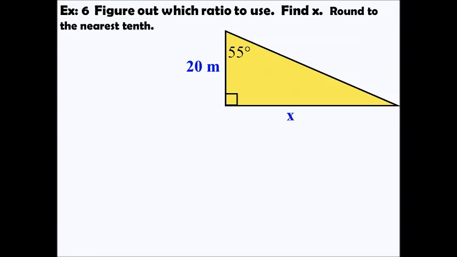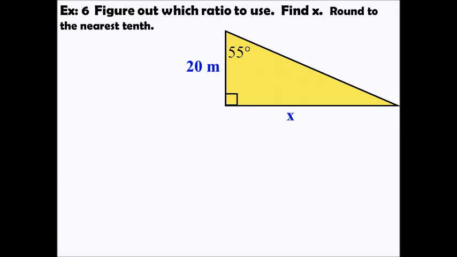Figure out which ratio to use. Find x and round to the nearest tenth. Here we have a right triangle. One of the measurements is 55 degrees. The side across from 55 degrees is x. Therefore, x represents the opposite side. The side adjacent to the 55 degrees is 20 meters.